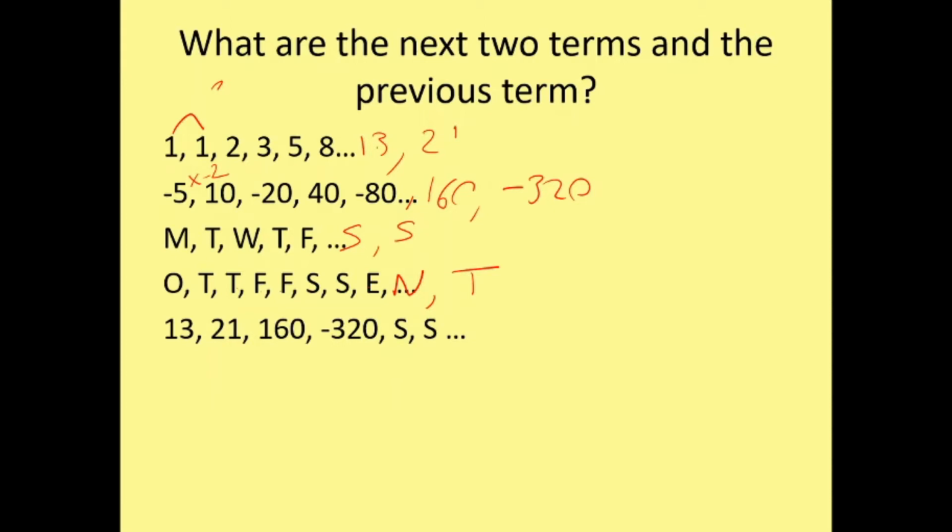If you look, you've got 13, 21, 160, minus 320, SS. So it's going to be NT again. So it's just all my answers. The previous term, this is going to be 0. That's going to be 2.5. This is going to be Sunday again. So 0 or 0, depends on which way you want to do it. And this one here doesn't really have one because there wasn't an answer up here. Anyway, just a bit of fun to wake you up.